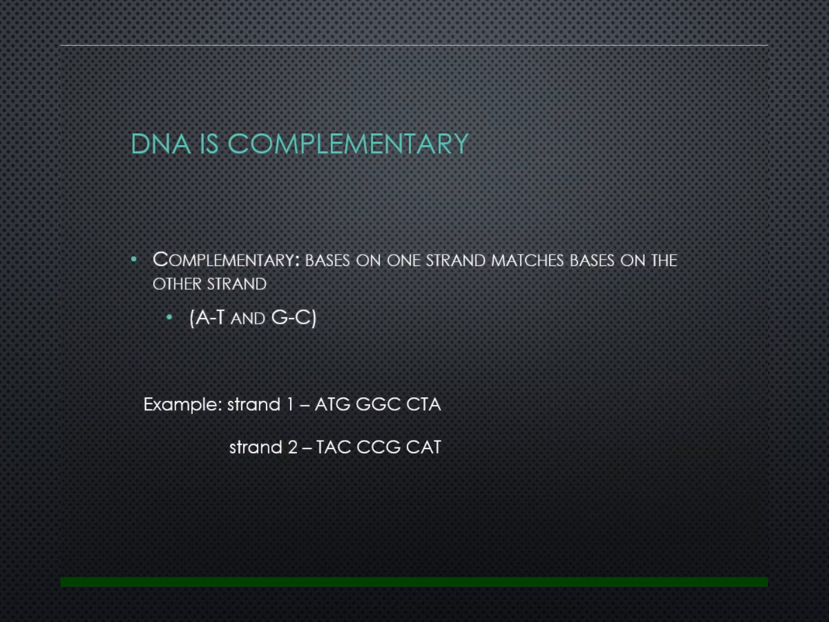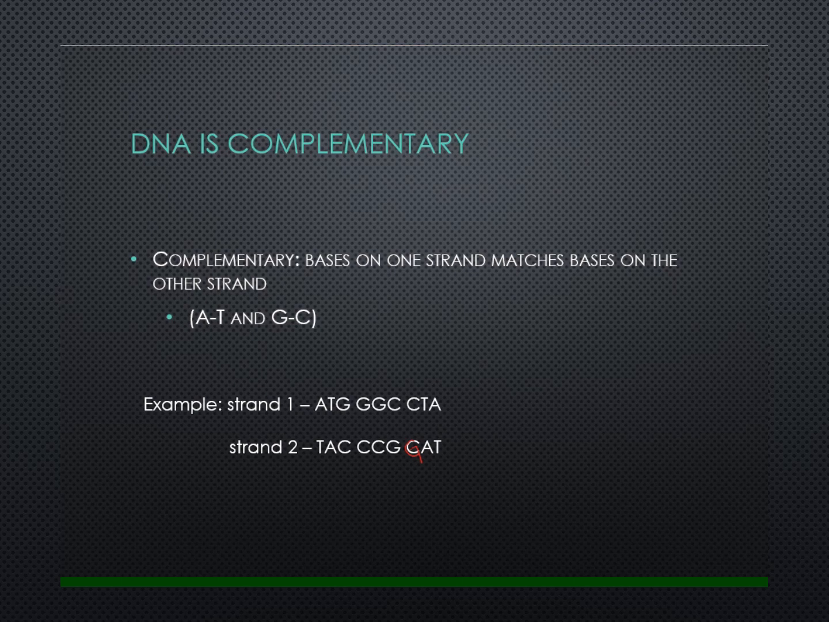So if you have a strand that's A, T, G, G, G, C, C, T, A, your second strand will be T, A, C, C, C, G, G, A, T.